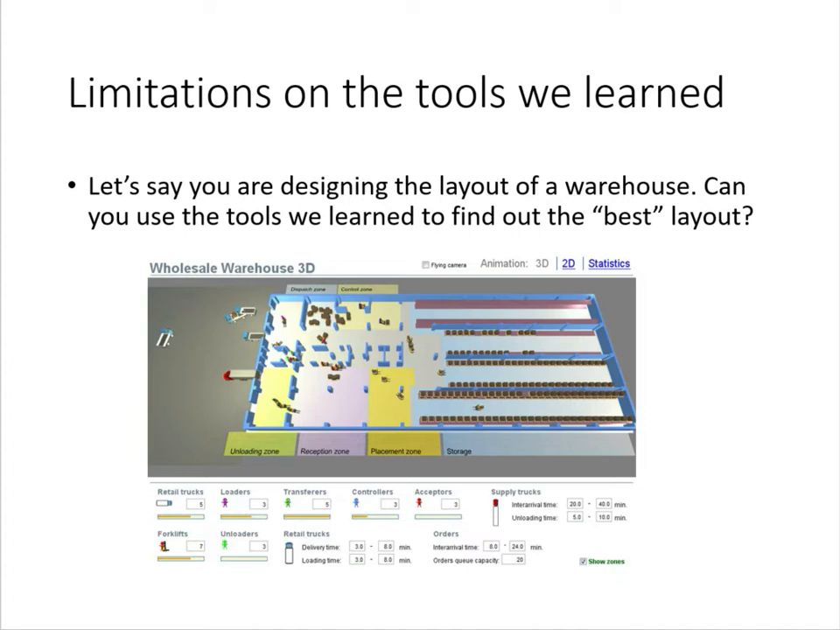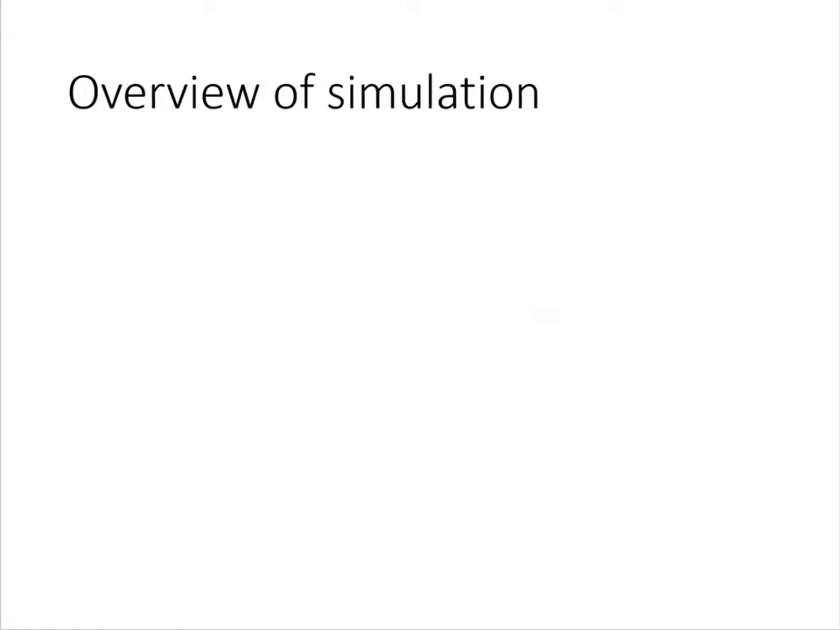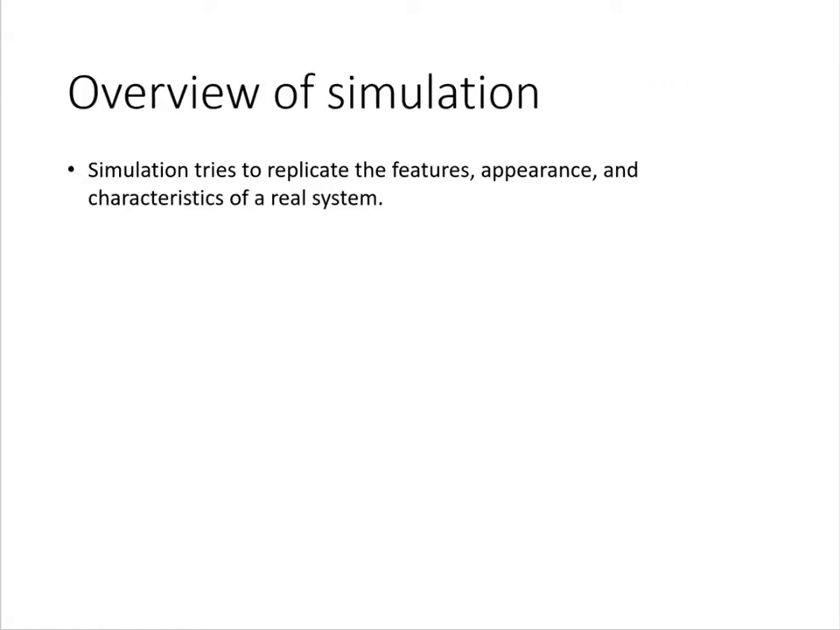Compared to other tools we have introduced, the biggest strength of simulation is that it really allows you to describe a complex system like this. So what does simulation do? Simulation basically tries to replicate the features, appearance, and characteristics of a real system.